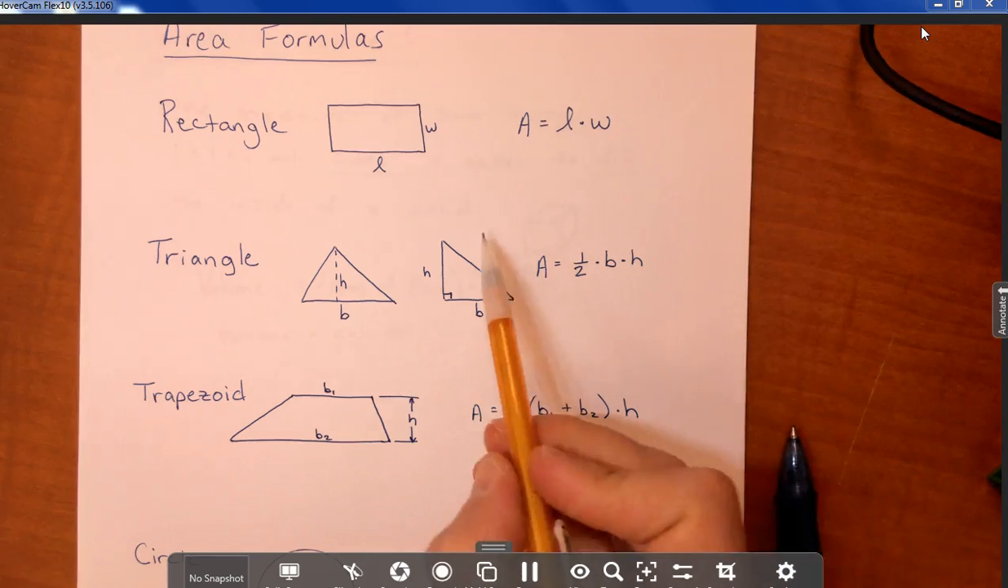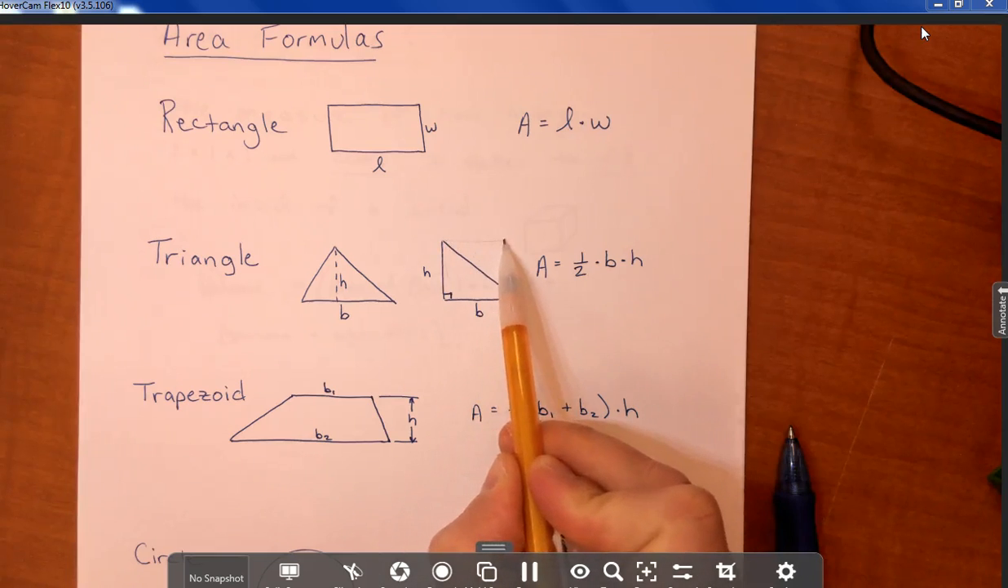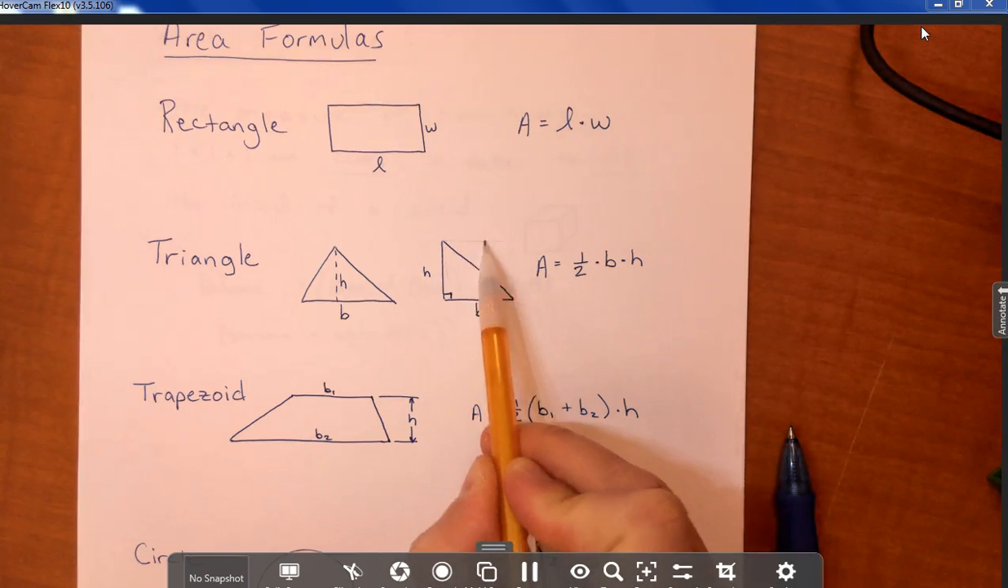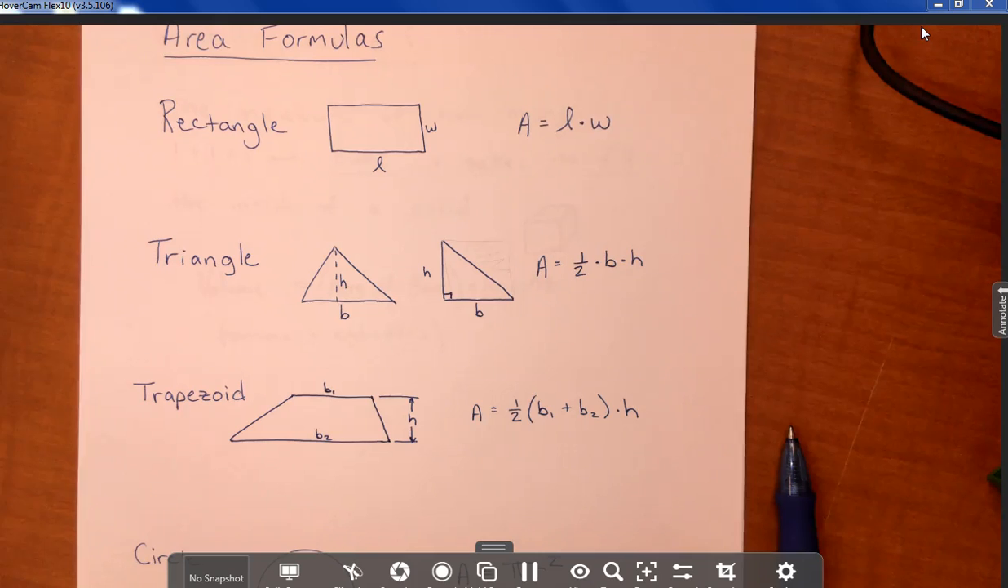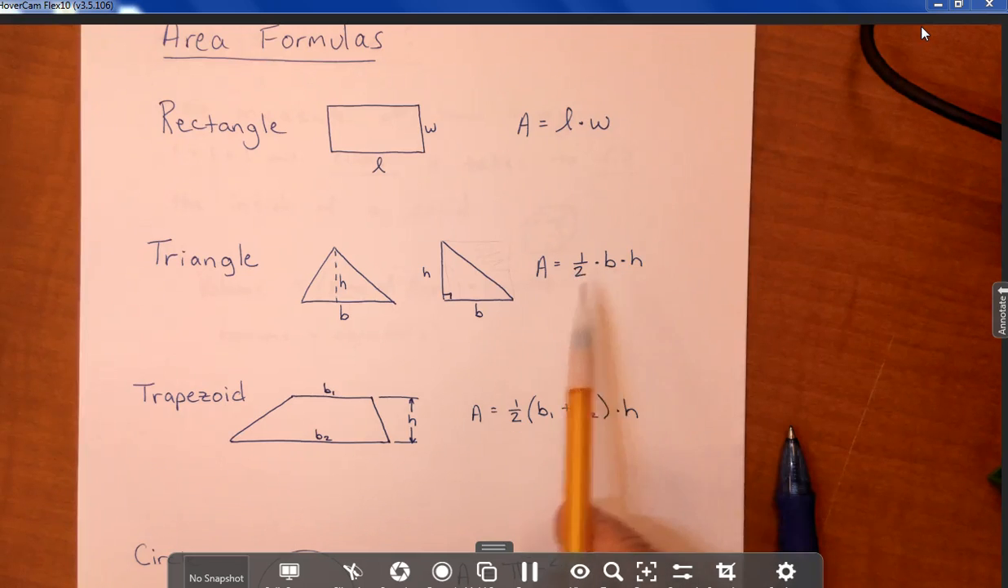And we can see that if you did this length times this width, you would include all this space that's really not part of your triangle. And so that's where the 1/2 comes into play. It's 1/2 the base times the height.